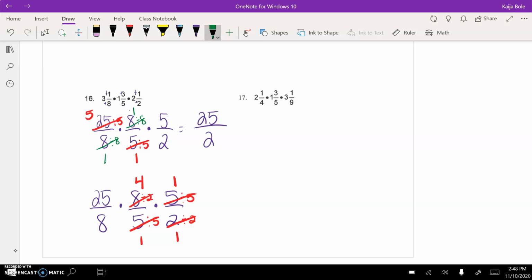Now, I can cross divide with the 4 and the 8. Again, I can divide both of those by 4. So the 4 becomes a 1, the 8 becomes a 2. So I would get down to the same answer. I would still get 25 halves. There's just more than one way to get there. Okay, so you can cross divide in more than one way as long as you get the same answer. That's all that truly matters.